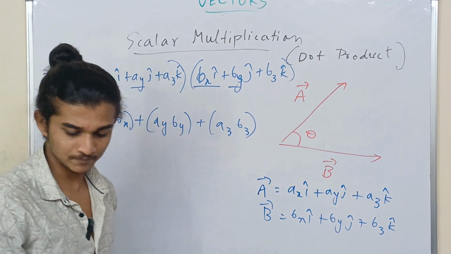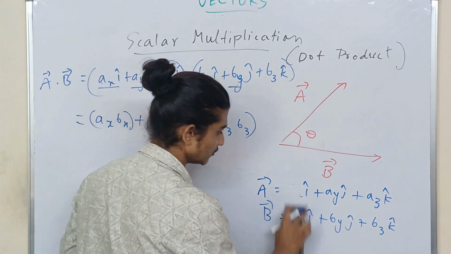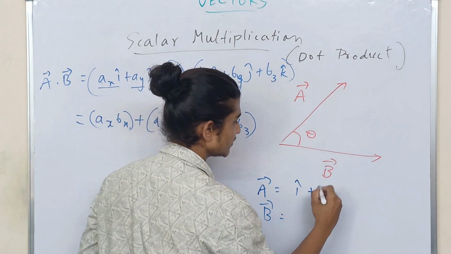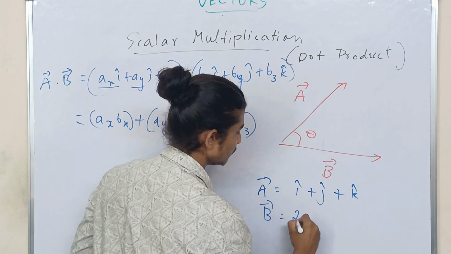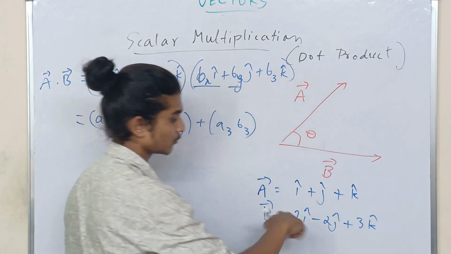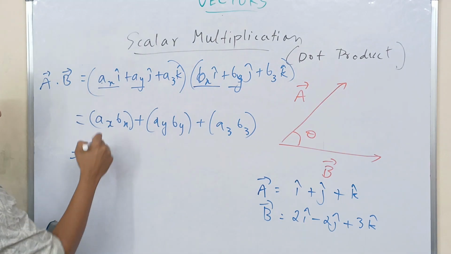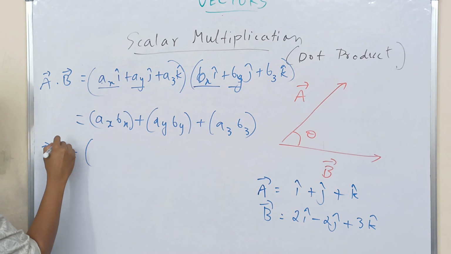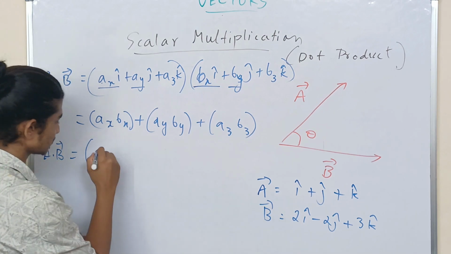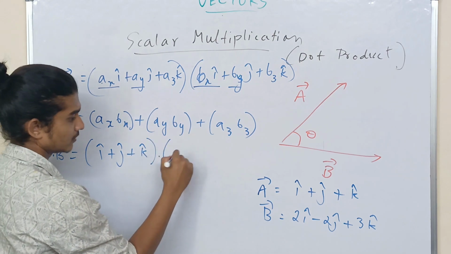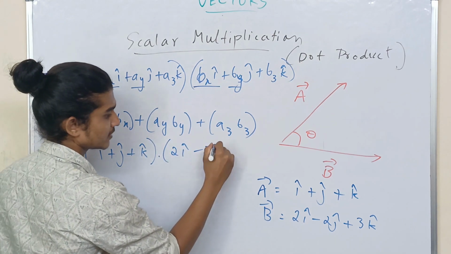Let us see through an example. Suppose this is the question which is given: i cap plus j cap plus k cap, and 2 i cap minus 2 j cap plus 3 k cap. Suppose I'm supposed to find A dot B, so I'm going to replace with these two vectors: i cap plus j cap plus k cap dot 2 i cap minus 2 j cap plus 3 k cap.